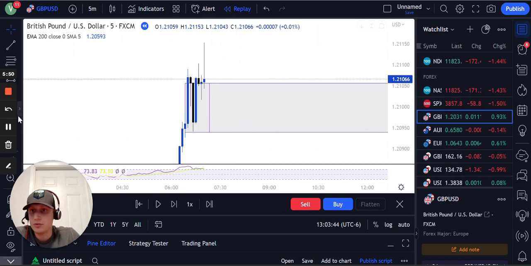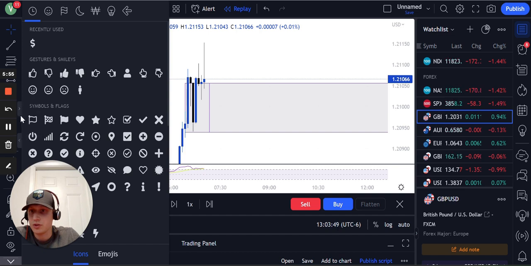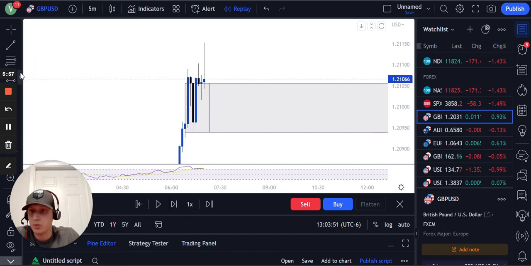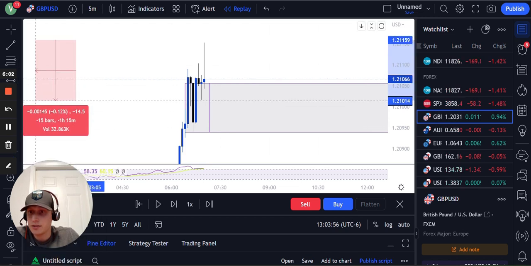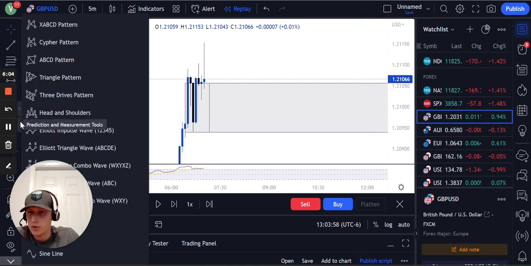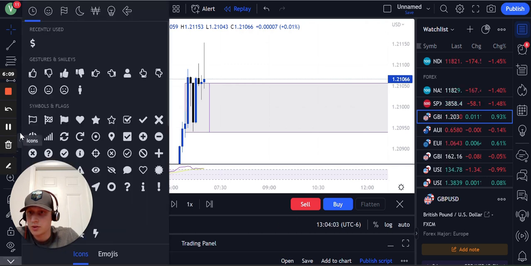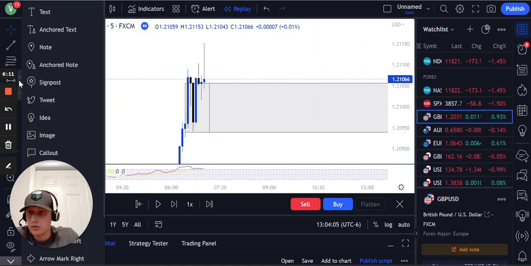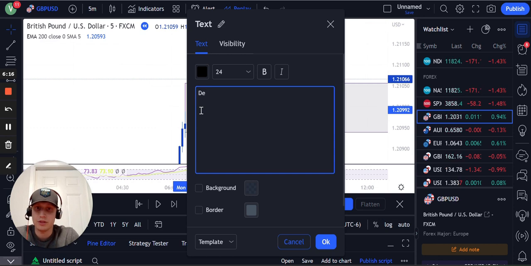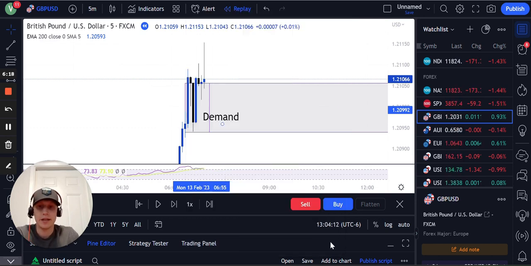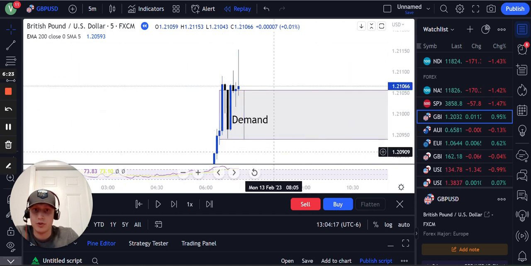Draw up my zone. I could even add text, but it's hard to see because I have these controls on the side for the text, which is kind of annoying. Where's the text at? Here we go, text. So I would do text, and I would do demand. And again, this is how I would backtest. You guys do not have to backtest this way, but this is how I would do it.